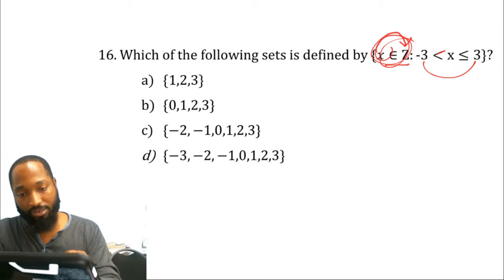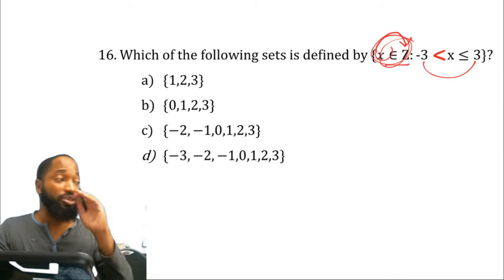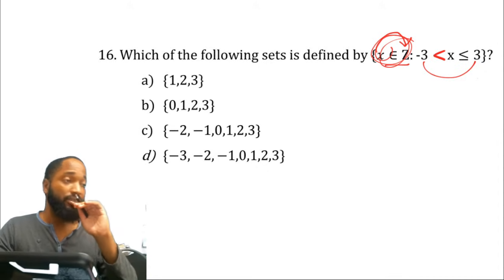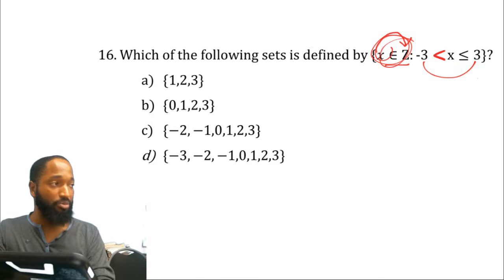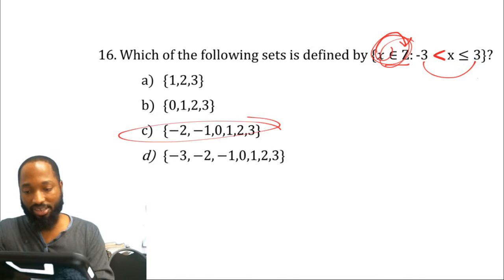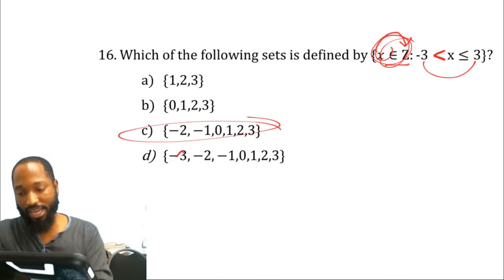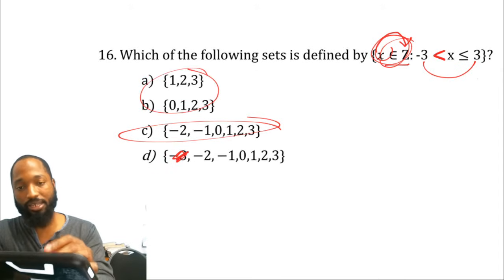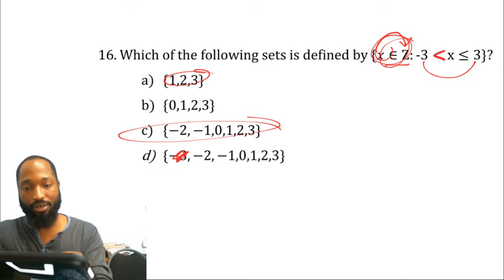Take note that they say it must be greater than -3, meaning do not include -3. So the answer is indeed C. It's not D, because D has -3 in it, and this just misses out the whole set of numbers from here.